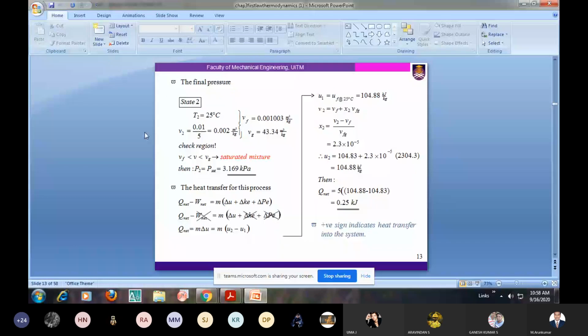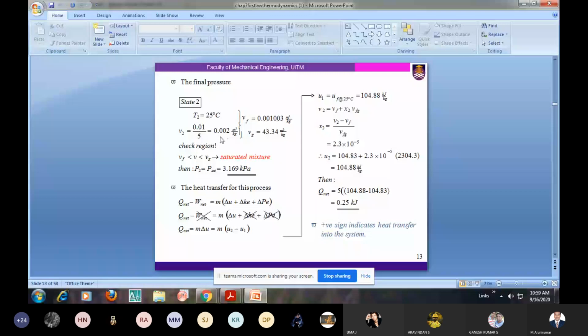They gave the state 2 temperature as again 25 degrees Celsius. Then we know V2, so we know the volume of the second state. This 0.01 is the volume of the reservoir. If you divide that volume by the mass, we can get the specific volume for state 2, which is 0.002 meter cube per kg.